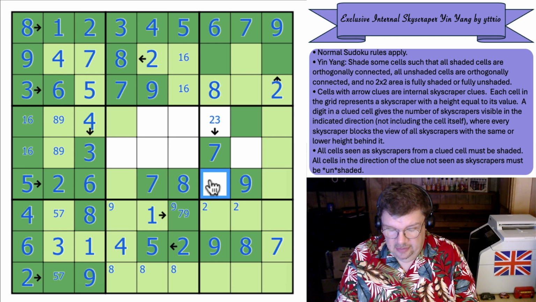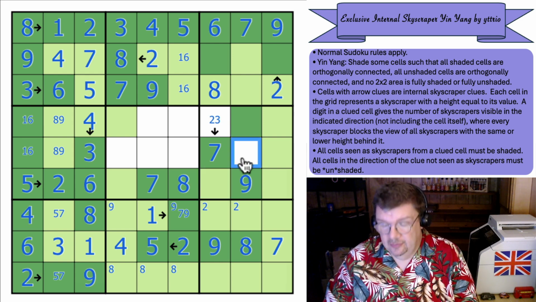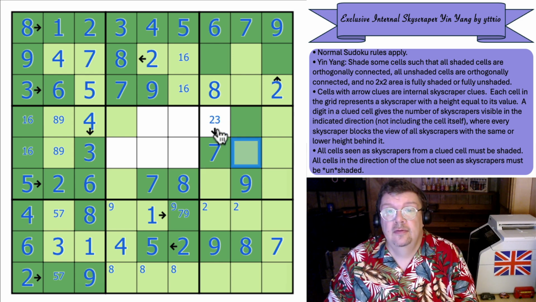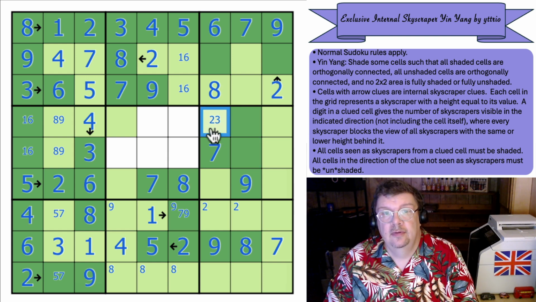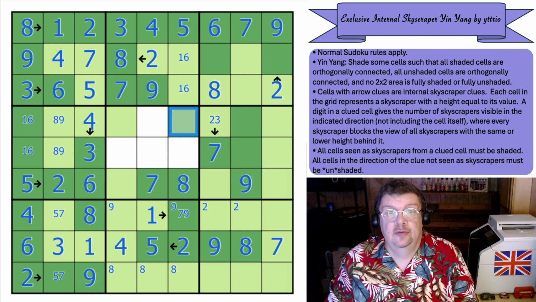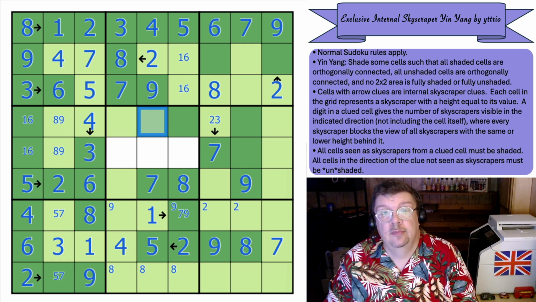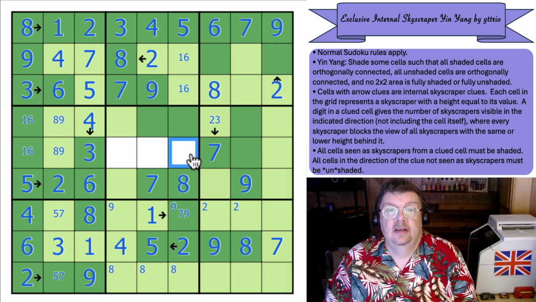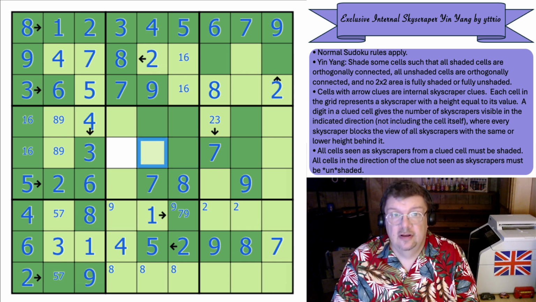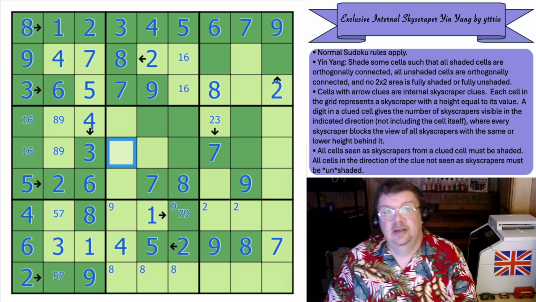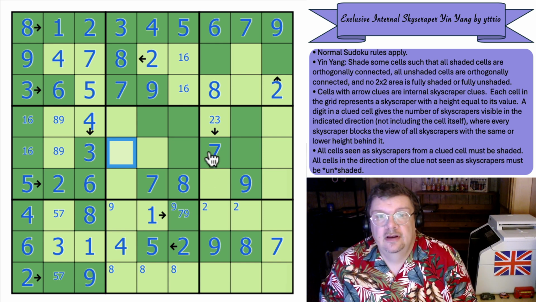This is unshaded. That means that this is shaded to avoid a 2x2, to avoid a checkerboard. This is unshaded to avoid a 2x2. This is shaded to avoid a 2x2 and shaded to avoid a checkerboard. This is shaded to avoid checkerboards. This is unshaded. This is unshaded to get out. We now have completed all of our coloring.